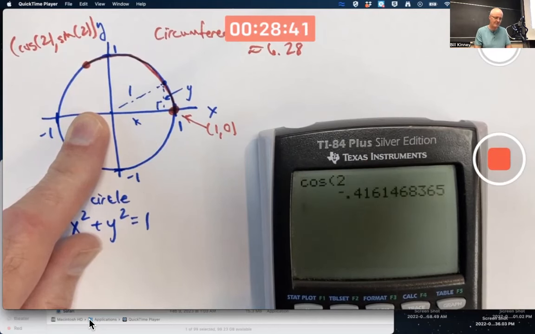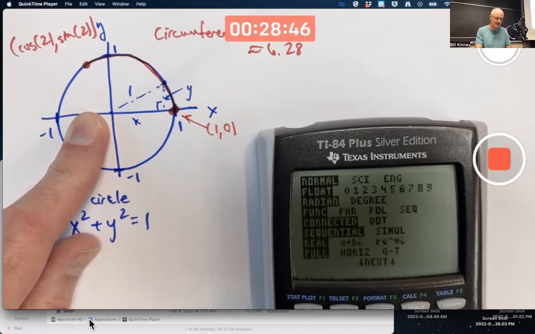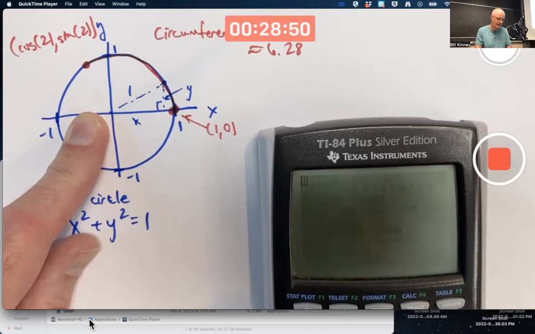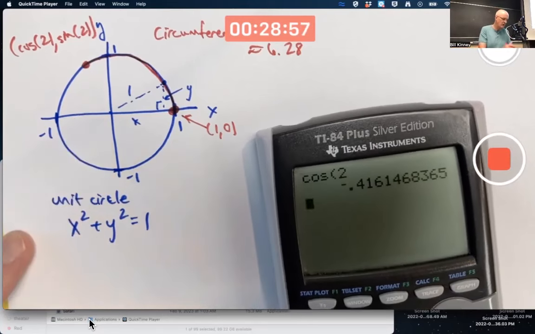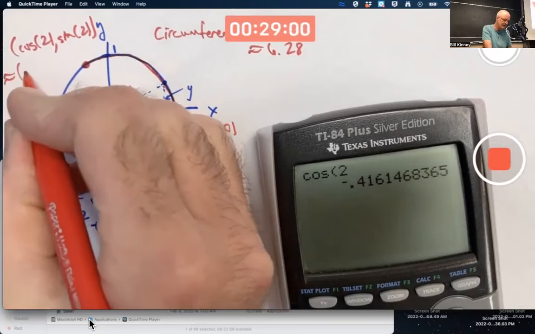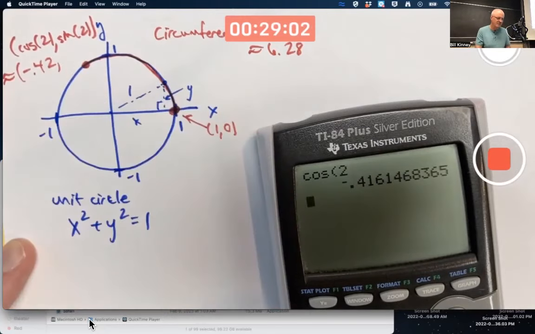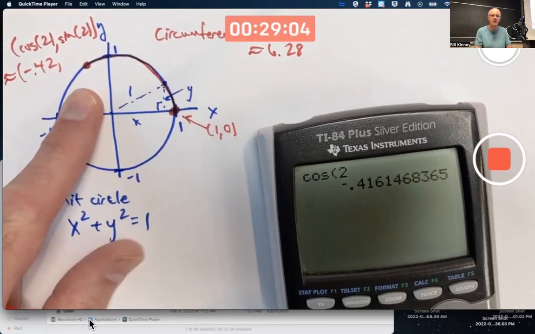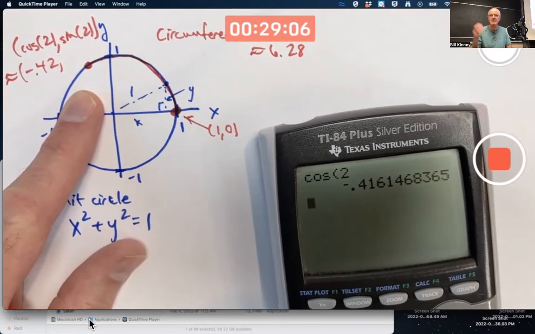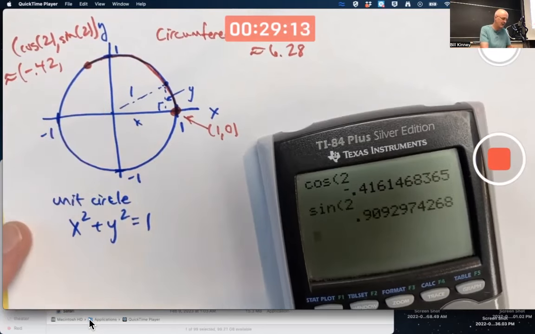Make sure you're in radian mode. Yes, I'm in radian mode, not degree mode. Cosine of 2 is negative 0.4, negative 0.42 more accurately. And sine of 2 is going to be the second coordinate of that point, maybe 0.8 or so. Sine of 2 is, well, 0.9 or so, 0.91.